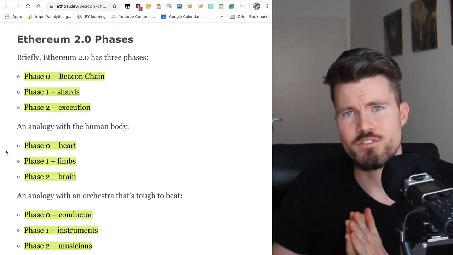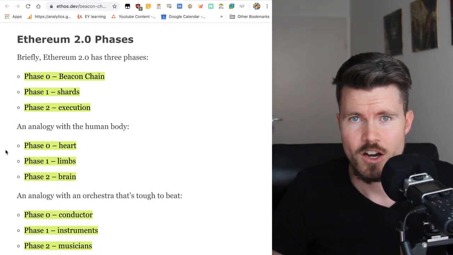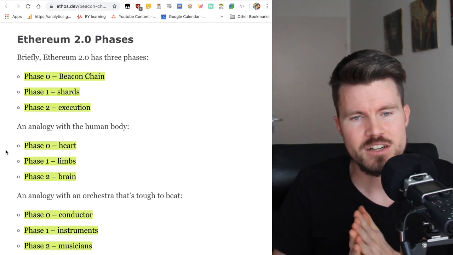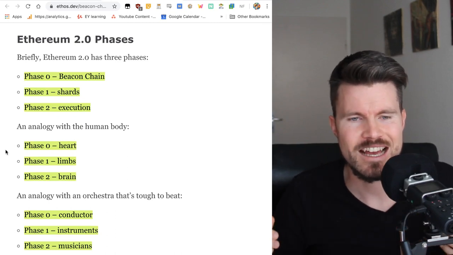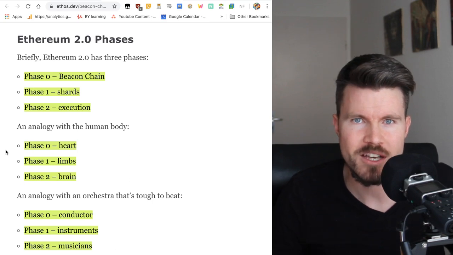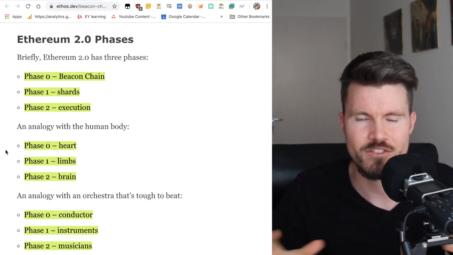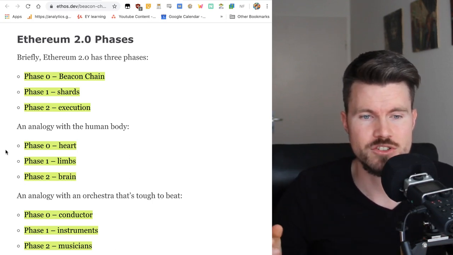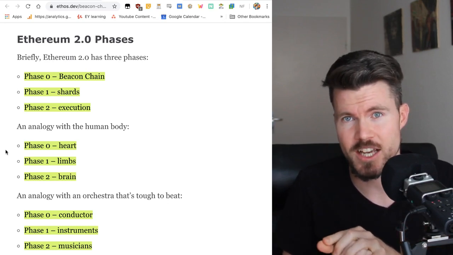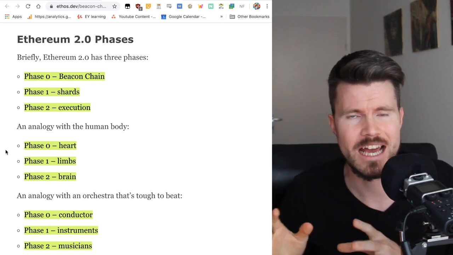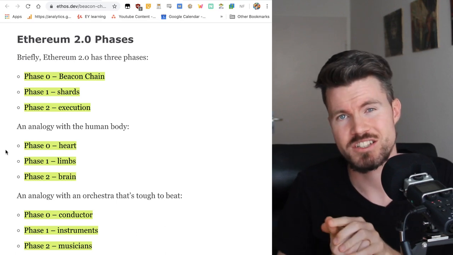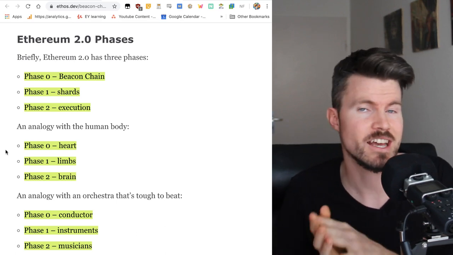Now, for the different phases, I've covered them before, but I found a very smart analogy that may make you understand the importance of the different phases a lot better. We've got phase zero, which is the beacon chain, which should hopefully happen this summer. Then phase one is the shards, and phase two is the execution.